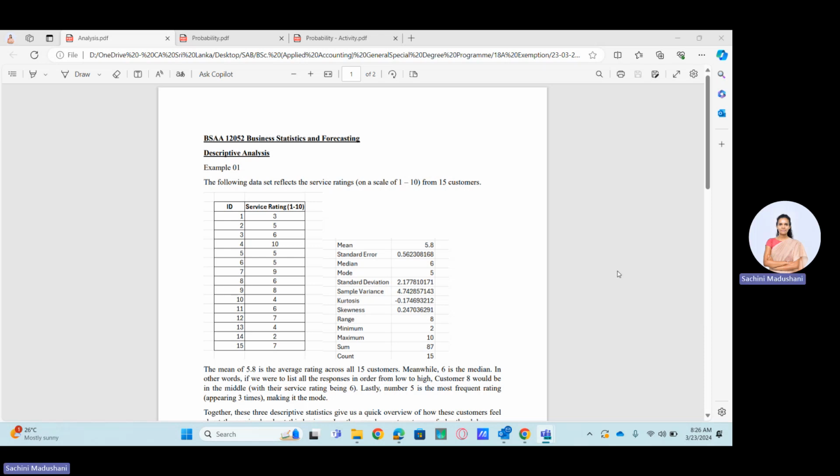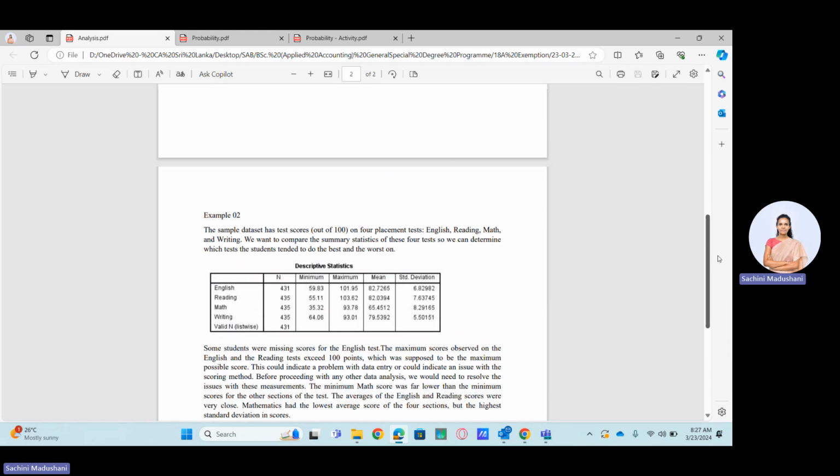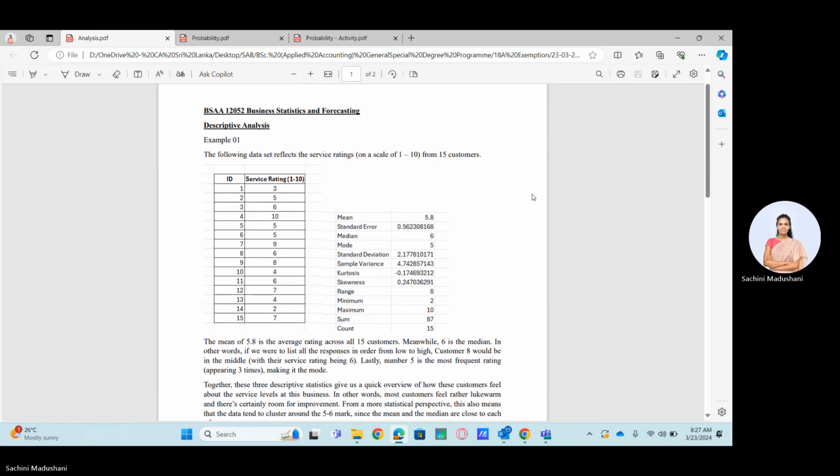Then this is the way we can do the descriptive analysis of the data set, okay? I took two examples. Descriptive statistics means we do the data collection, organizing and presenting. Measurements we call summary measures can be used in the descriptive statistics part. Then this is the data set.